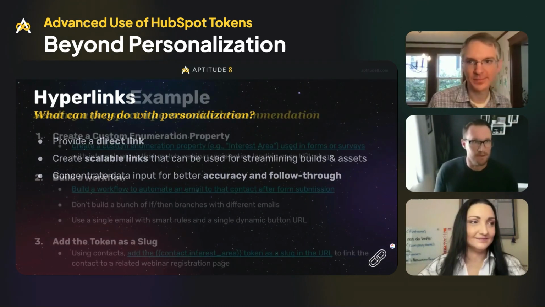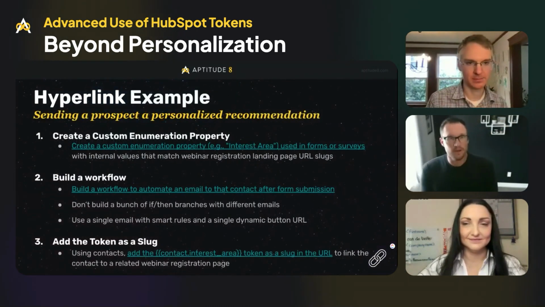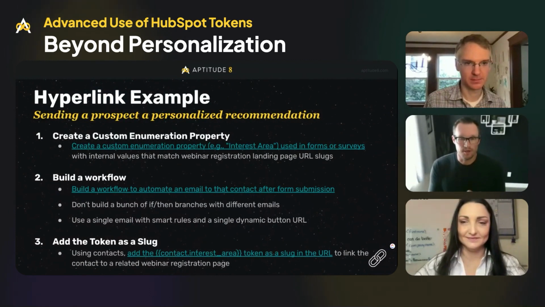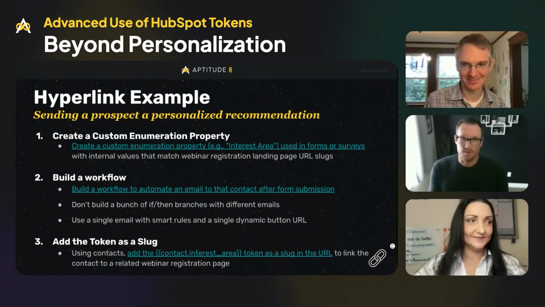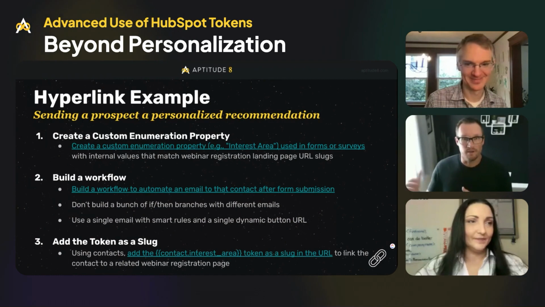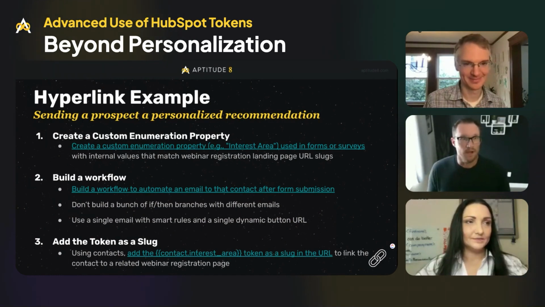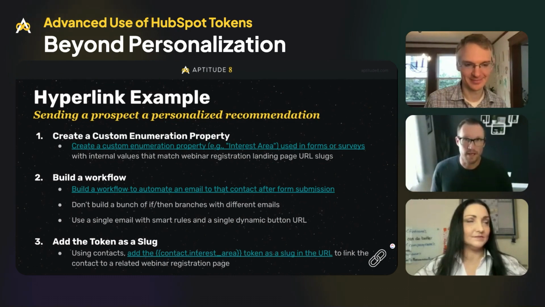So we'll get into some demos here. This first one here is, let's say that you are collecting a form and that form is asking this property interest area, and you want to send that particular person who filled out that form a relevant webinar that you've pre-recorded or that's already going, right? So I'm sure you can already see the workflow in your mind. Enrollment trigger says they filled out that form. Then I've got some if-then branching, and their interest area is this. Send this email. If their interest area is this, send this email.